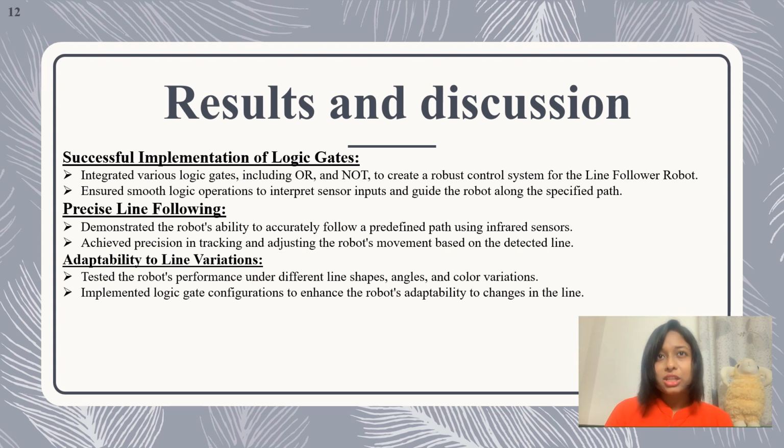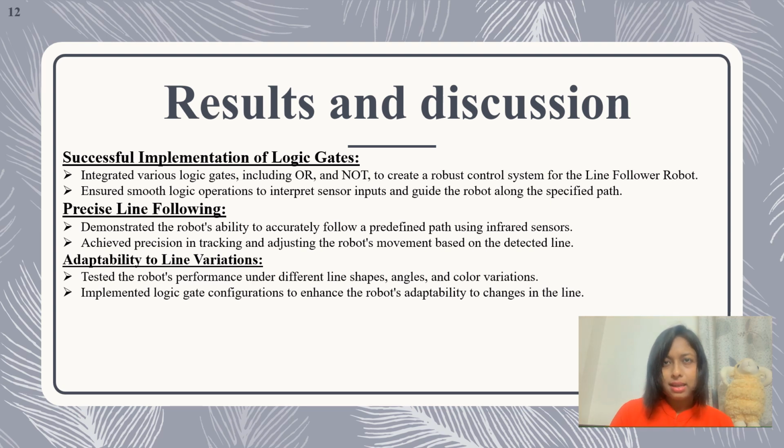Today I'm excited to share the results and discuss the successful implementation of logic gates in a line follow robot project. Our team focused on integrating various logic gates including OR and NOT gates. Speaking of logic gates, the IC7404N and IC7432N were instrumental in analyzing sensor inputs and determining the robot's next move. These logic gates integrated seamlessly with a robust architecture, providing a robust control system.